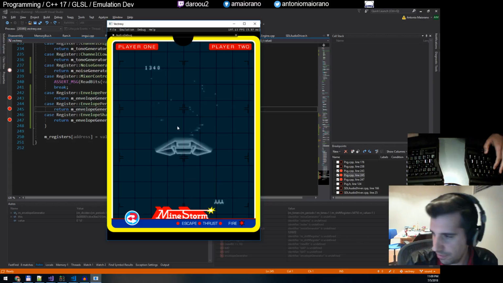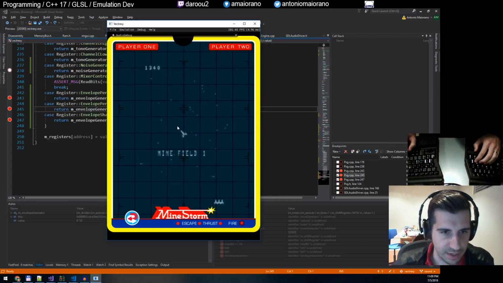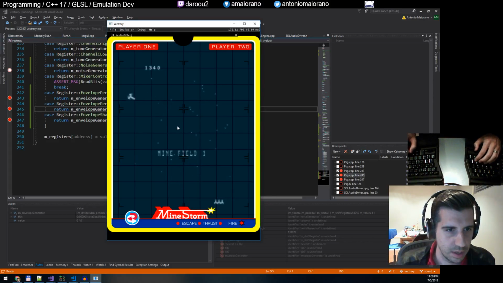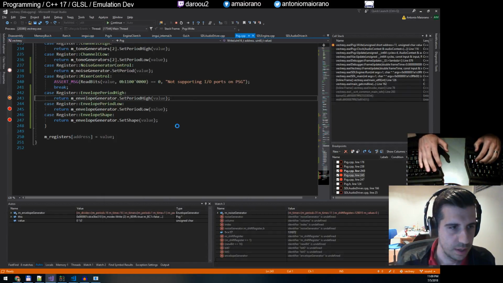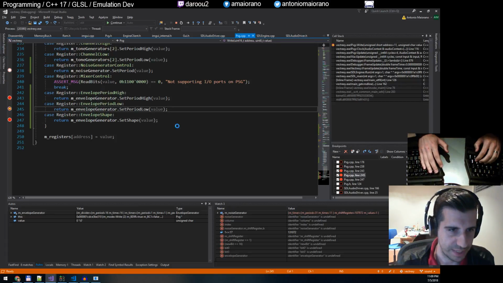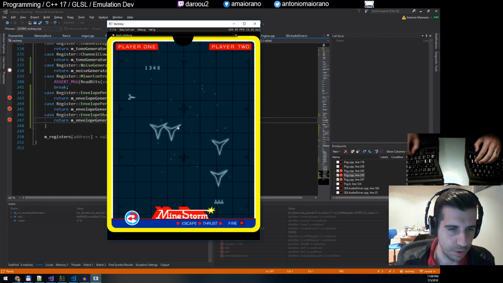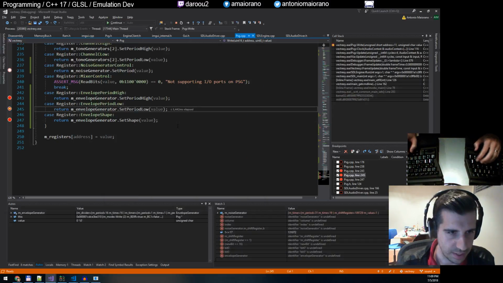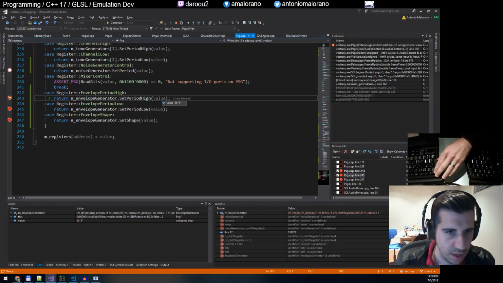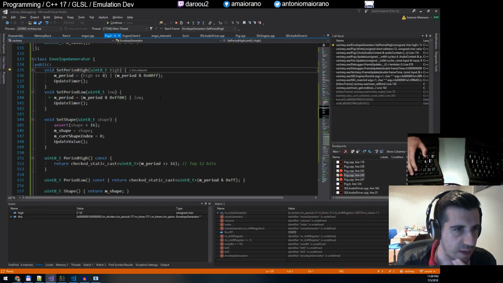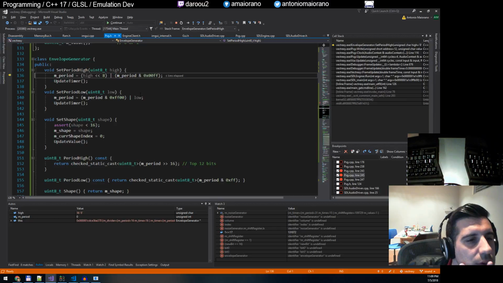Okay, those just got turned off. Let's try this again. Looks like the envelopes get set for when they spawn. There's a hit right there. Set period low has a value of 0 and a value of 56 for the high. So I think this is wrong. What am I doing here? No, this does not look wrong.